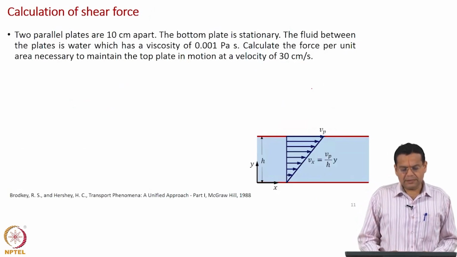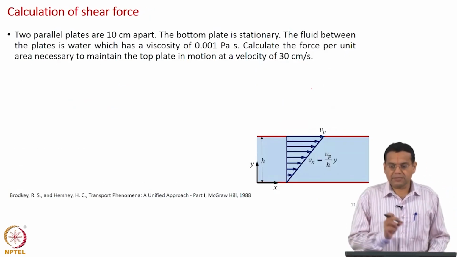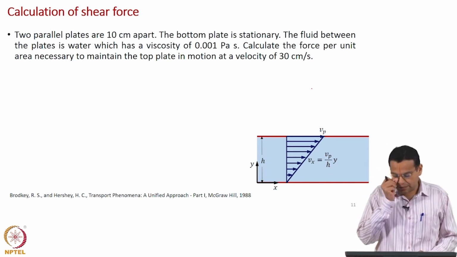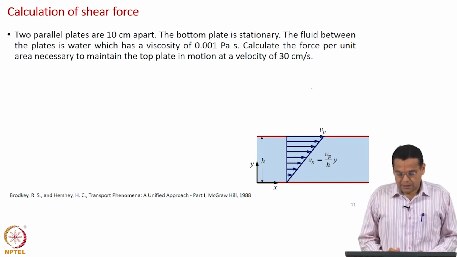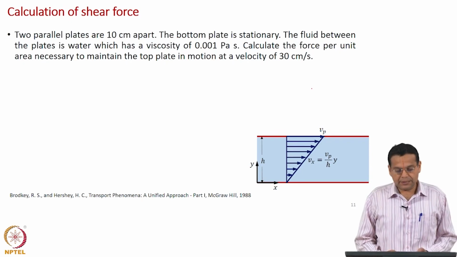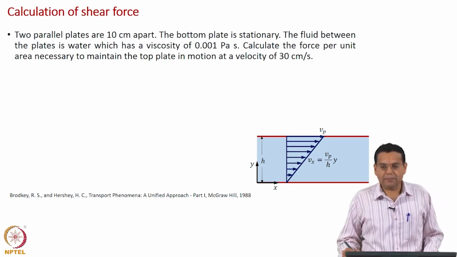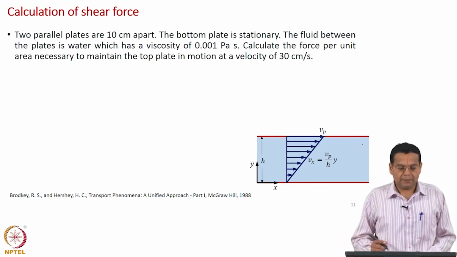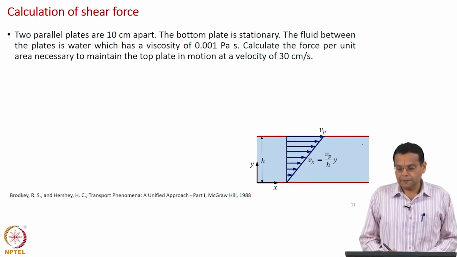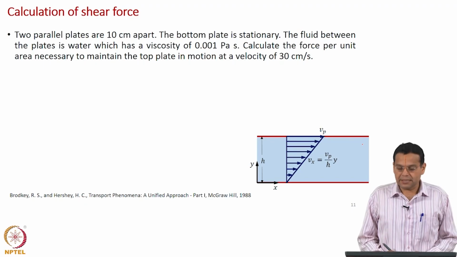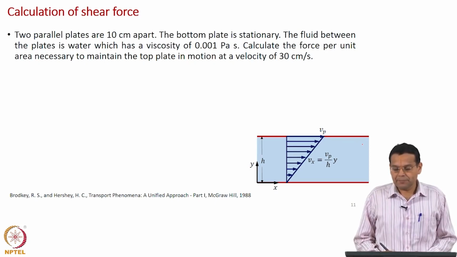Let us look at some examples of the simple 1D Newton's law of viscosity. The first example is the same configuration, flow between two parallel plates. Two parallel plates are 10 centimeters apart, the bottom plate is stationary, and the fluid between the plates is water, which has a viscosity of 0.001 Pascal second.